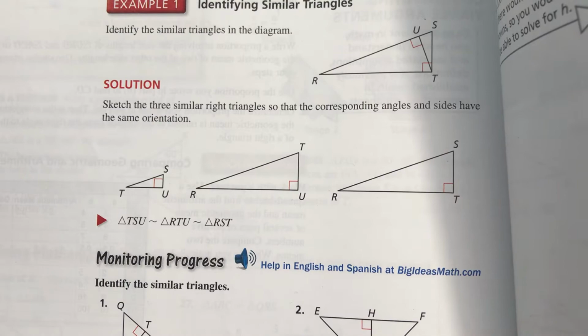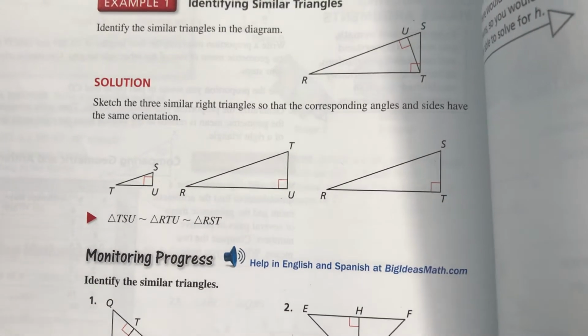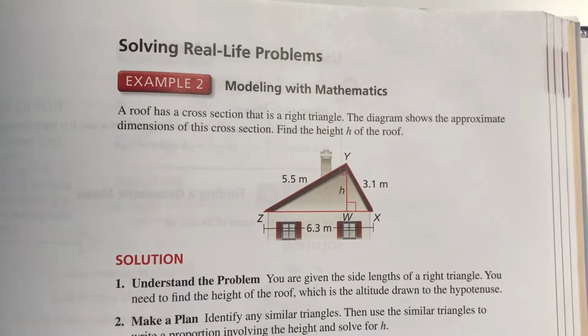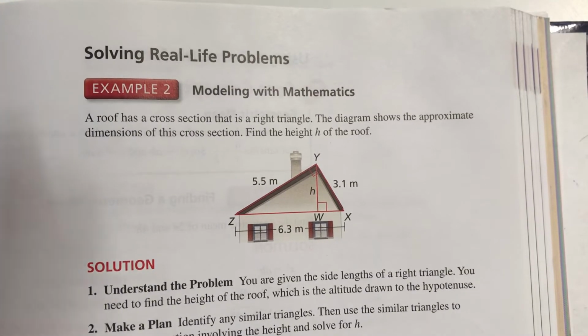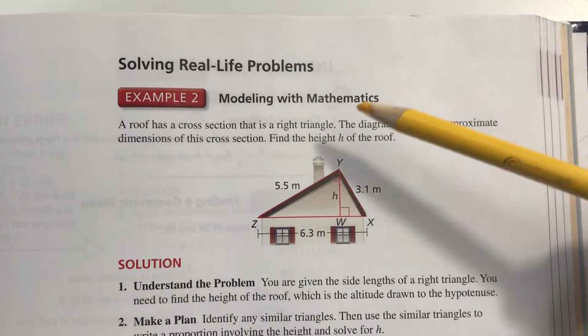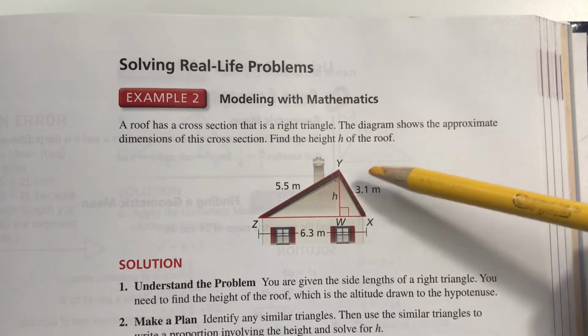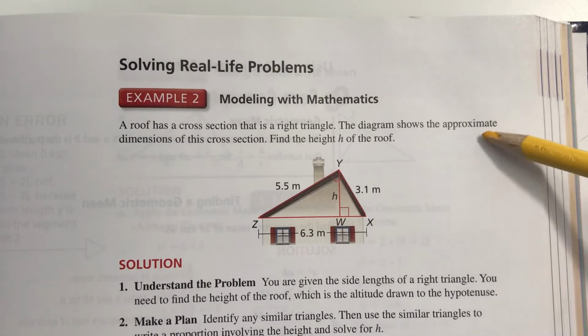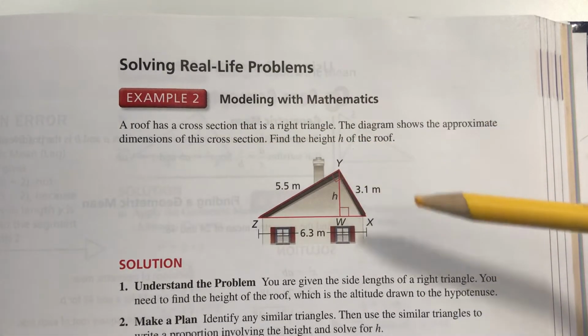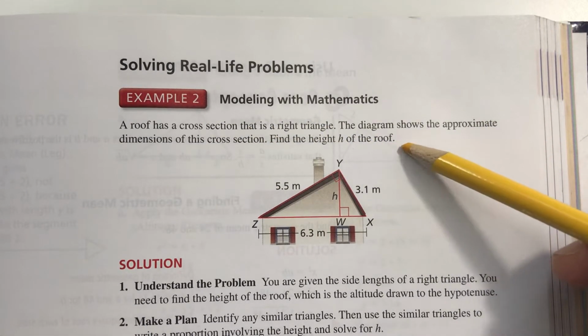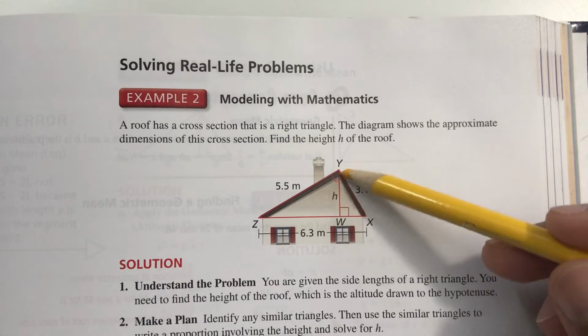Then there is one more question here, on the next page: solving real life problems. It's given that a roof has a cross section that is a right triangle, and the diagram shows the approximate dimensions of this cross section. Find the height h of the roof. You have to find the height of this roof.